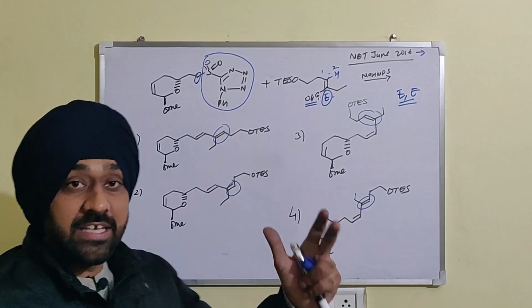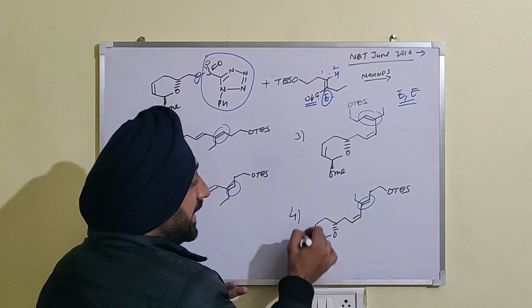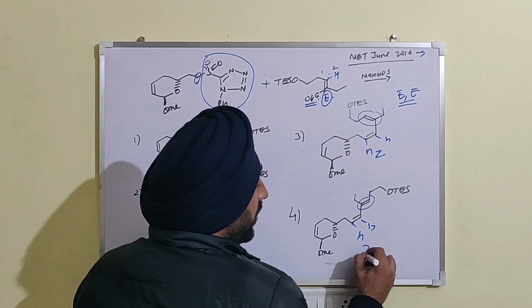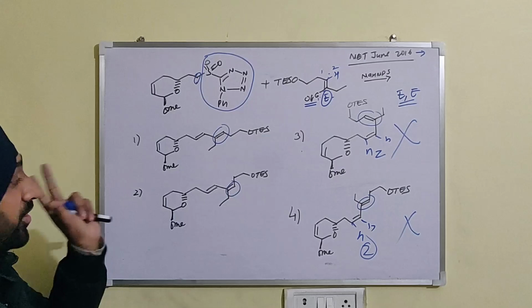Now first of all, let us look at option number 3 and 4. In this case, these olefins are Z. One of the olefins is Z. So we can simply say both of these are incorrect. Now out of one or two, one of them is our desired product. Okay, now let us see.